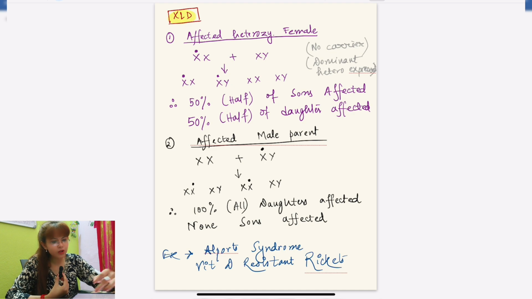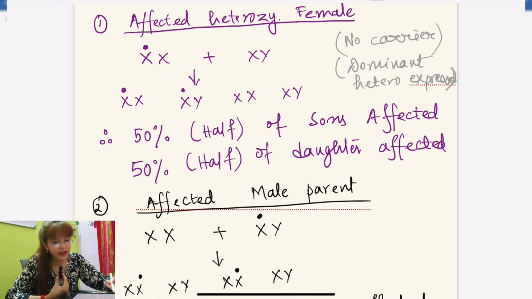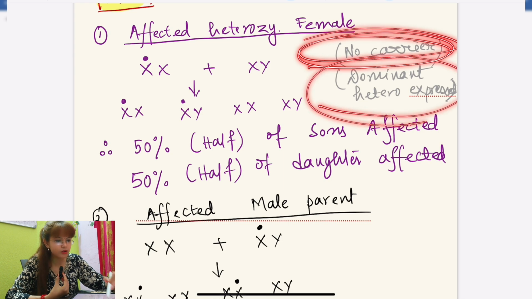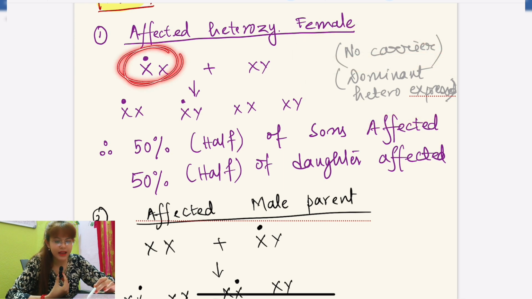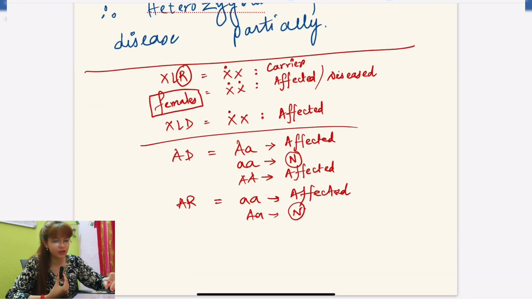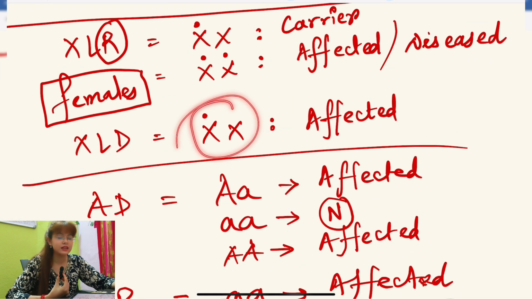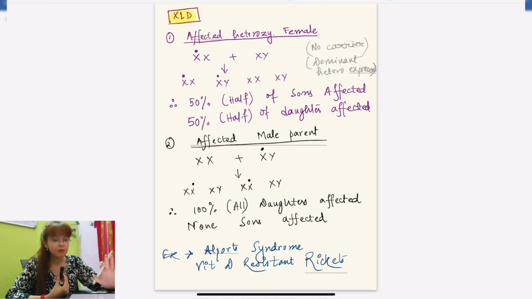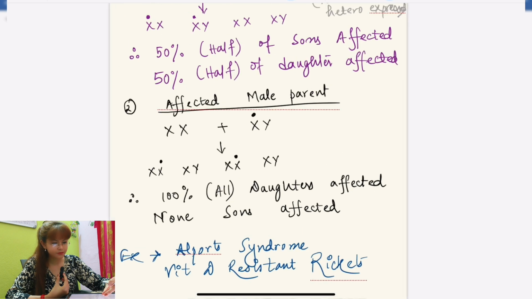Now if I talk about this, you can see that almost 50% of the sons are getting affected and 50% of the daughters are getting affected. There is no carrier over here. There is a dominant heterozygous expression. Heterozygous means that in the heterozygous state there is an expression of the disease. That's what I'm trying to make you understand, that in X-linked dominant inheritance the disease is expressed in the heterozygous state. Okay, don't get confused. It is very easy, but you just need to go through it over and over again.